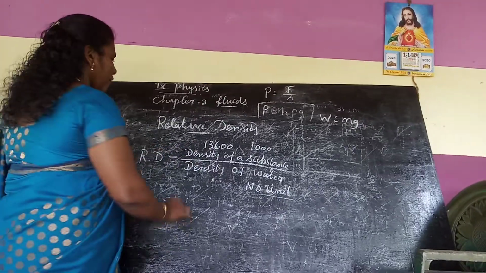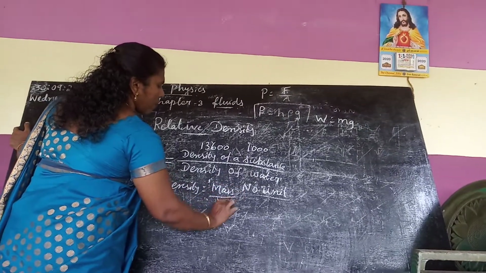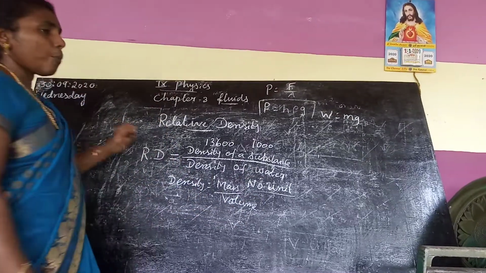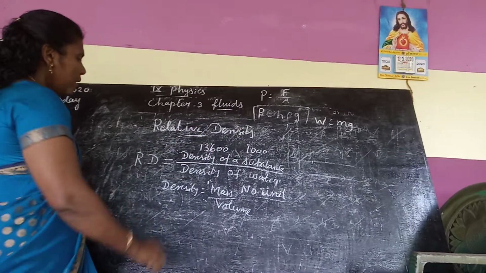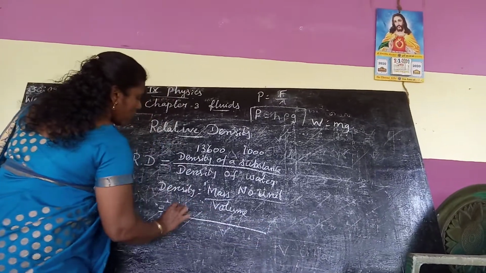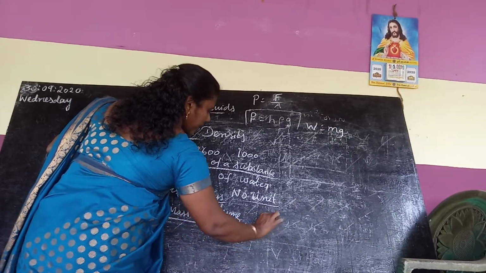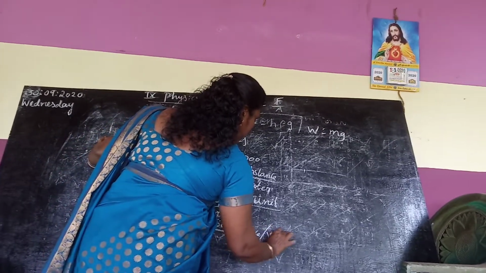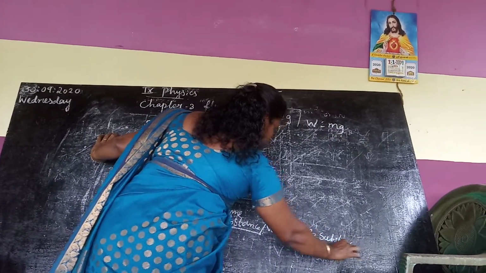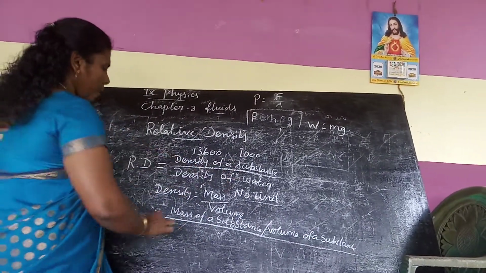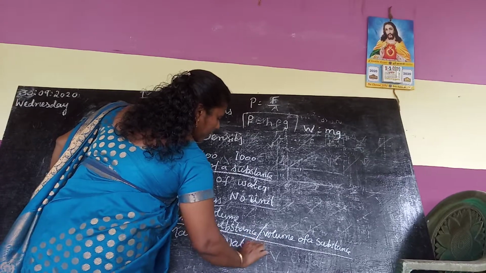Now the density formula you already know. Density equals mass divided by volume. This formula you have already learned in lower classes. So we write the density of a substance as the mass of a substance divided by the volume of a substance. Then the density of water as the mass of water divided by the volume of water.